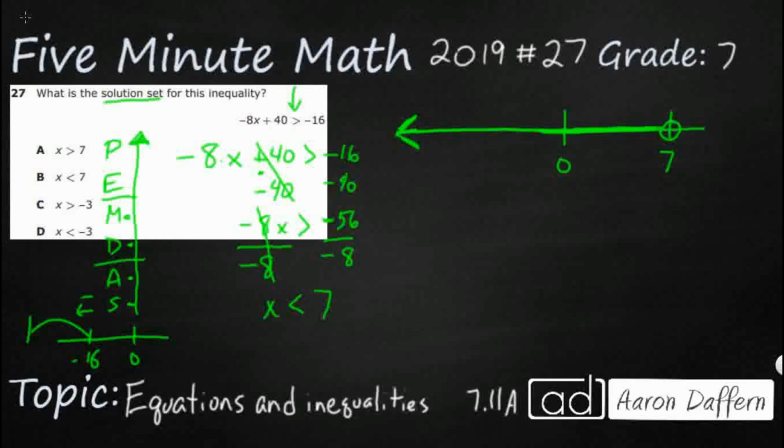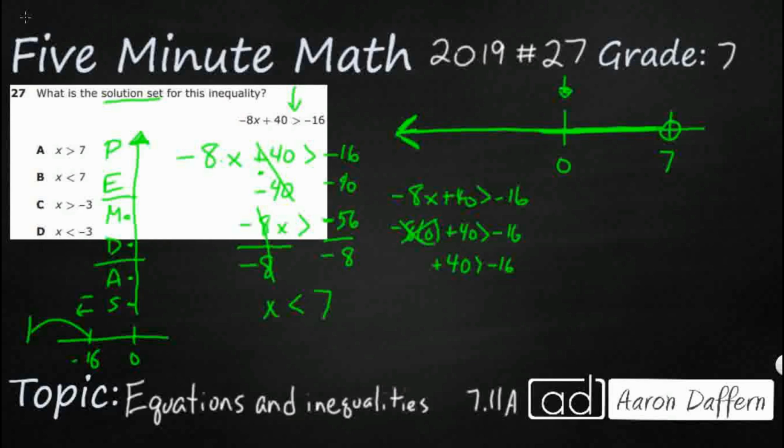So let's test this. Always when you test it, make it easy. So let's just test with 0. So -8x plus 40 is greater than -16. I'm going to copy the original. I'm just going to put in 0. That's just going to make that cancel itself out. Make it easy as possible. Zeros are great. 40, I could keep it positive, is greater than -16. Yeah, that works.